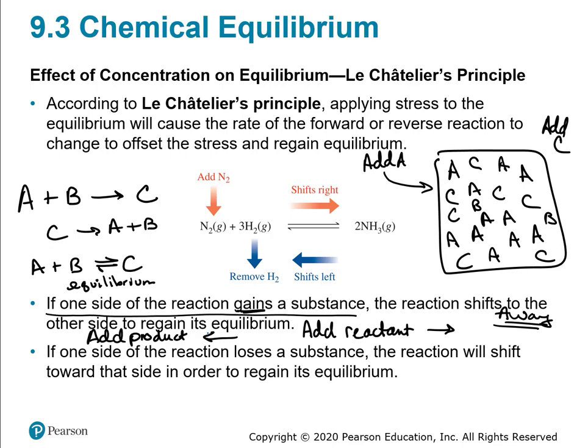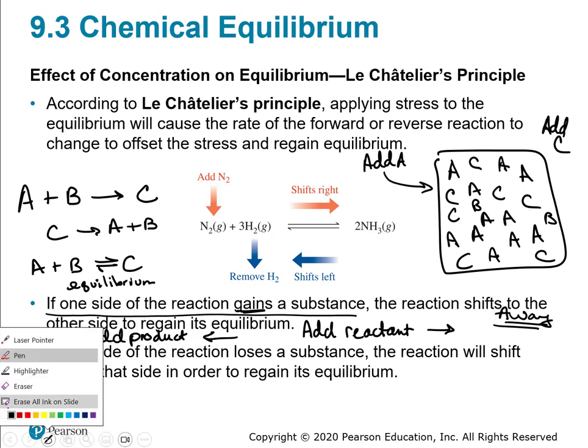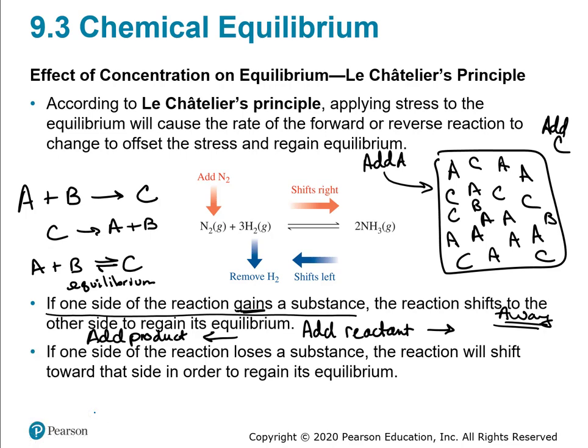Then he kept studying and he said, well, what happens if I take stuff out? If I have this container back at equilibrium with A, B, and C all in the container, what happens if I remove B?